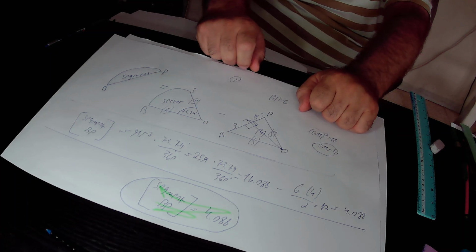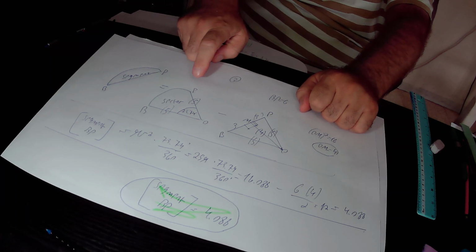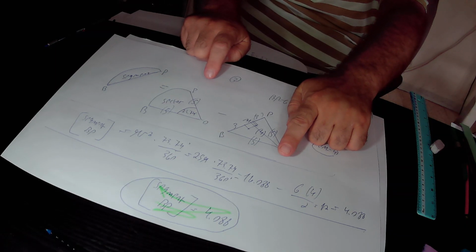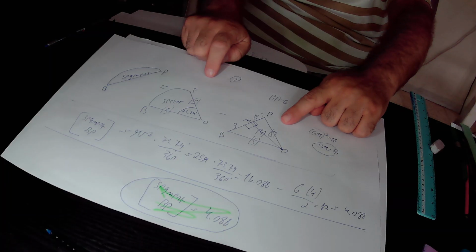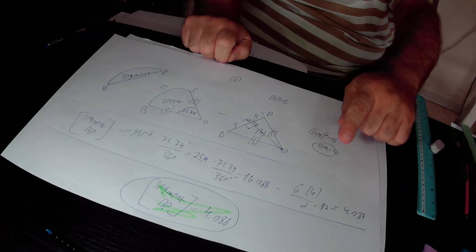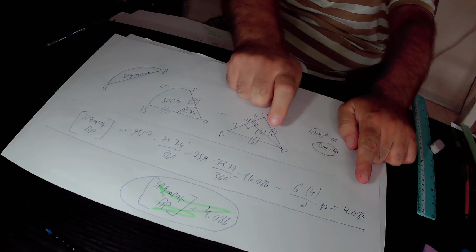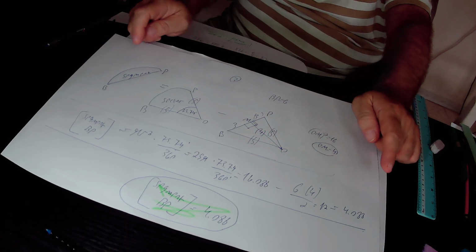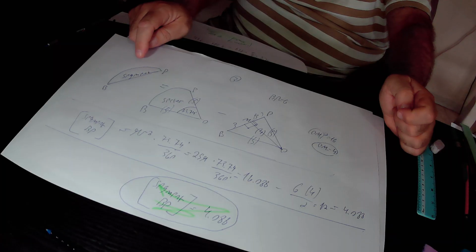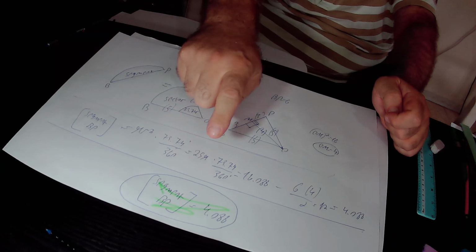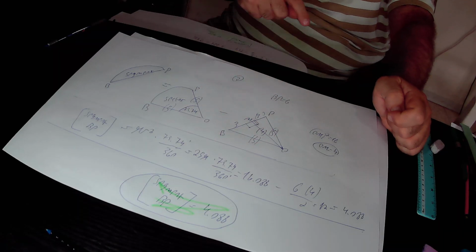And the area of the sector is 16.088 minus the area of this isosceles triangle, that is 12. 16.088 minus 12 is 4.088. That is the area of this segment BP. So in total, we have found out the area of segment BP is equal to 4.088 square units.